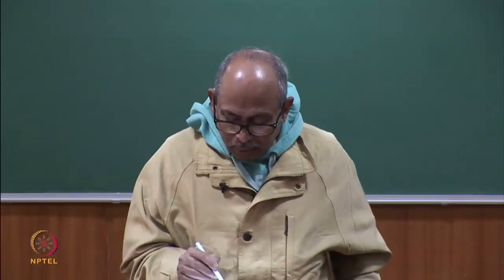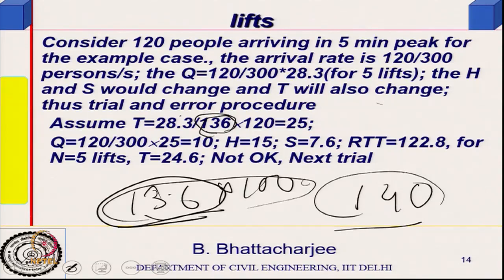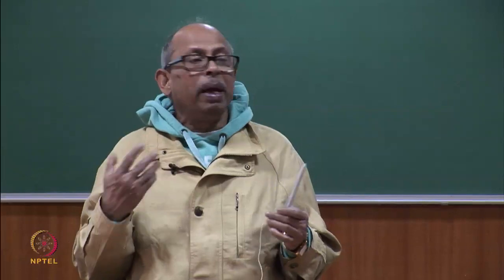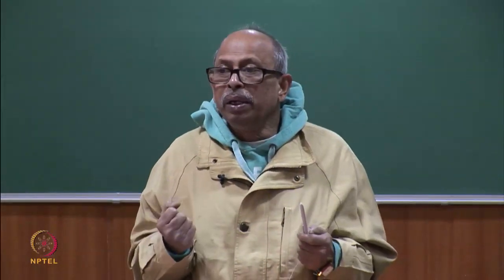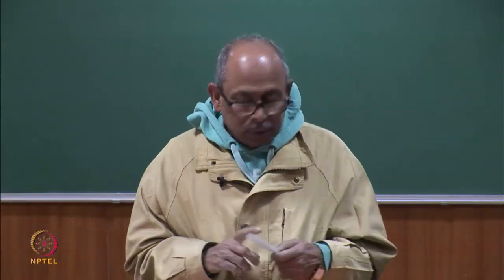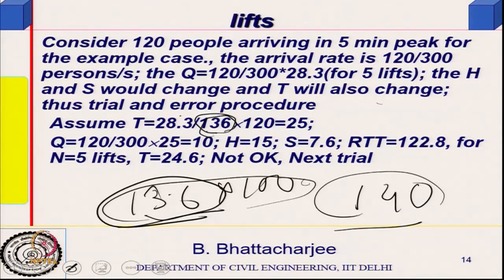Waiting interval was waiting interval. So, I want to find out the new waiting interval. If 120 people are coming, I assumed that 136 people would be handled in 5 minutes, but now I am actually handling 120 people in 5 minutes. So 120 divided by 136 into 28.3 can be my new, actual waiting interval, even if my waiting interval is 25 seconds, and provide a Q for that.